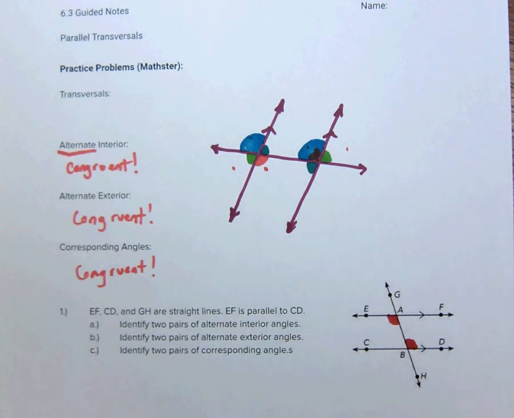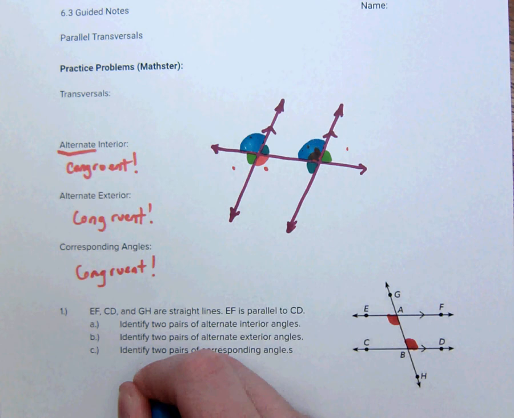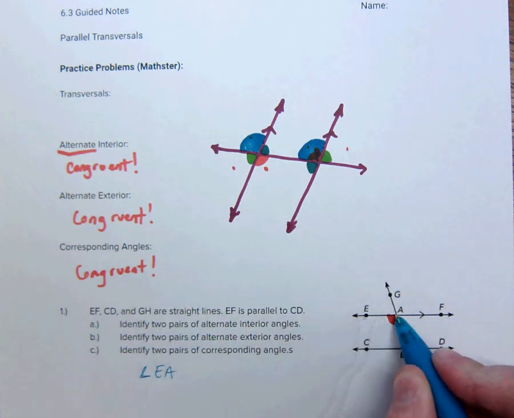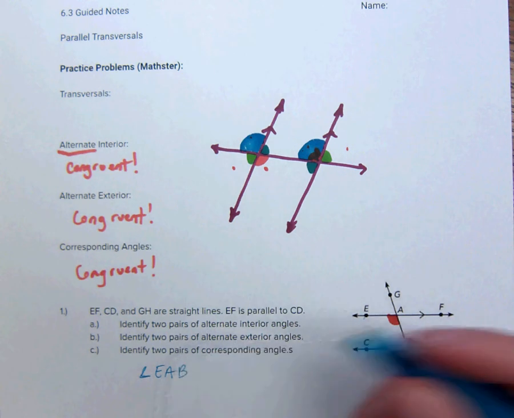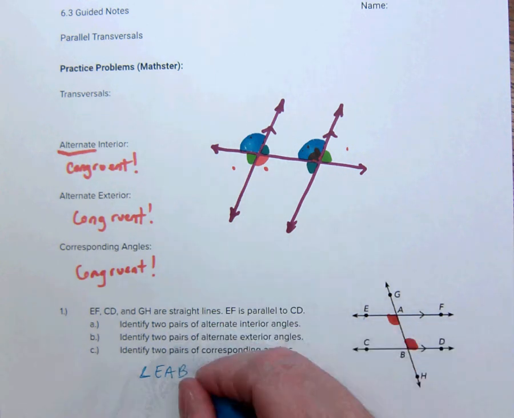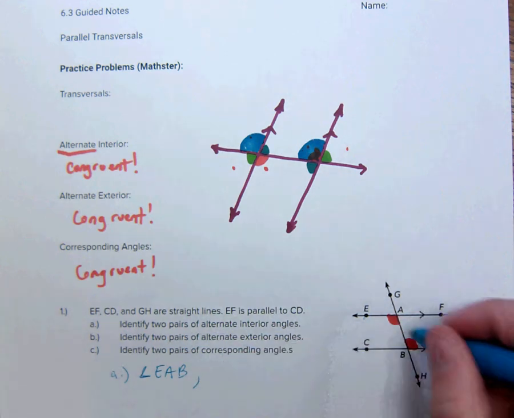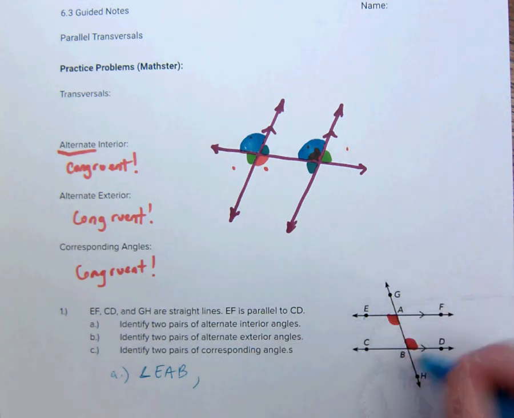Okay, so the way we write those down is we can say that angle EAB and DBA.